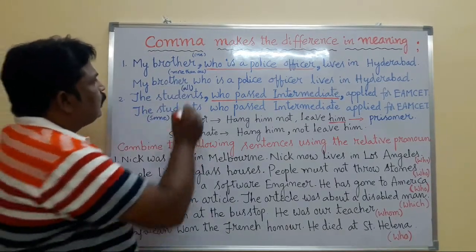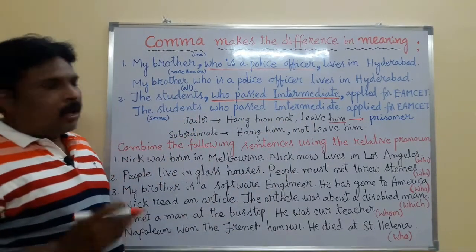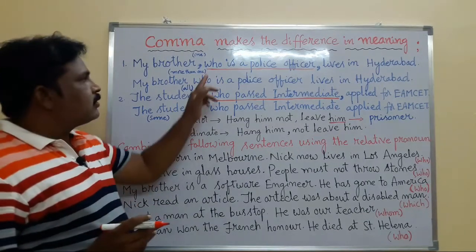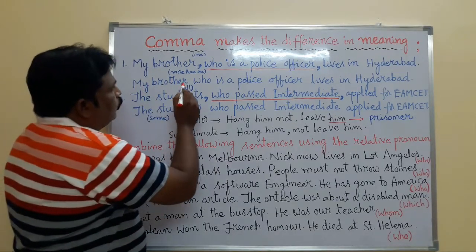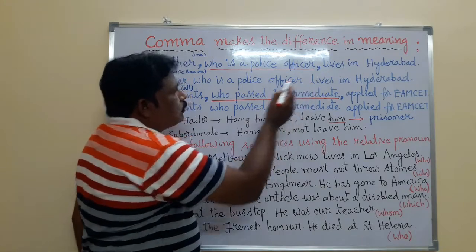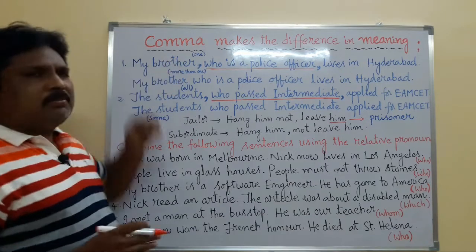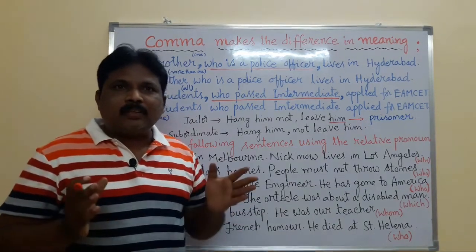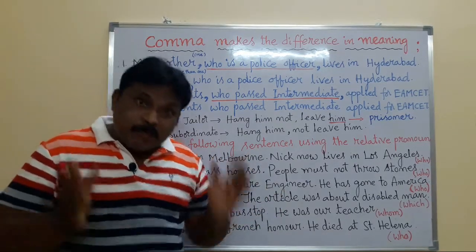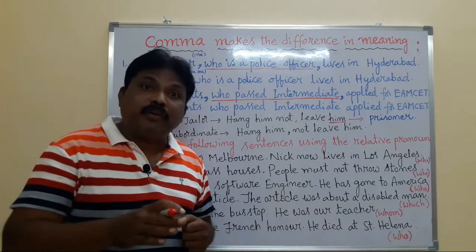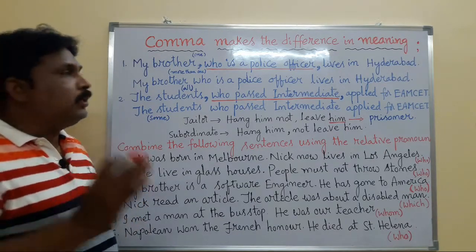My brother, comma, who is a police officer, comma, lives in Hyderabad. According to the structure, we can say it is a non-defining relative clause. Next sentence. My brother who is a police officer lives in Hyderabad. This is a defining relative clause. Two sentences seem to be similar. The students might think that, sir, these two sentences are similar, almost no difference. Yes, they seem to be similar, but there is a lot of difference when it comes to meaning. You need to know the difference in meaning here.